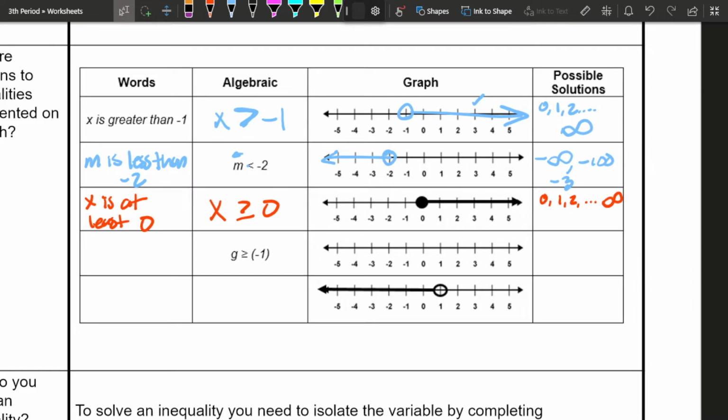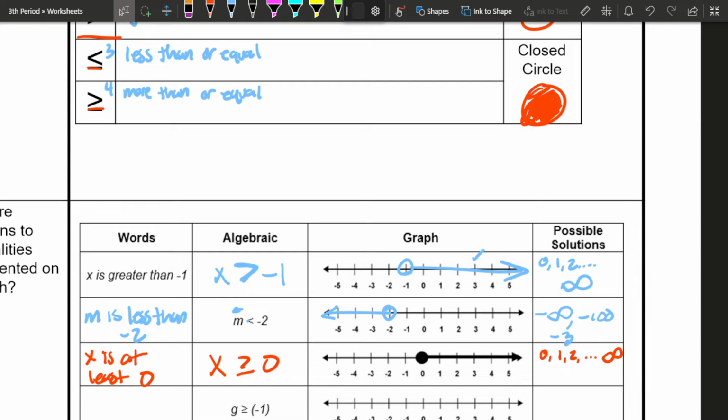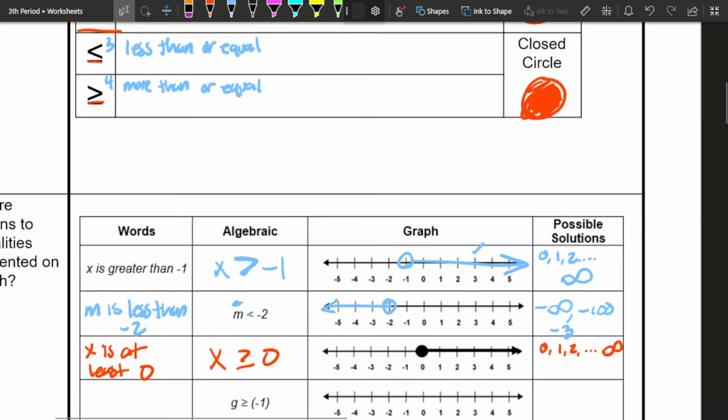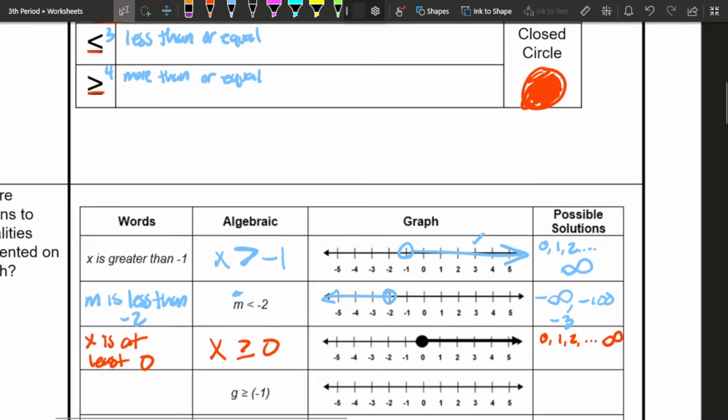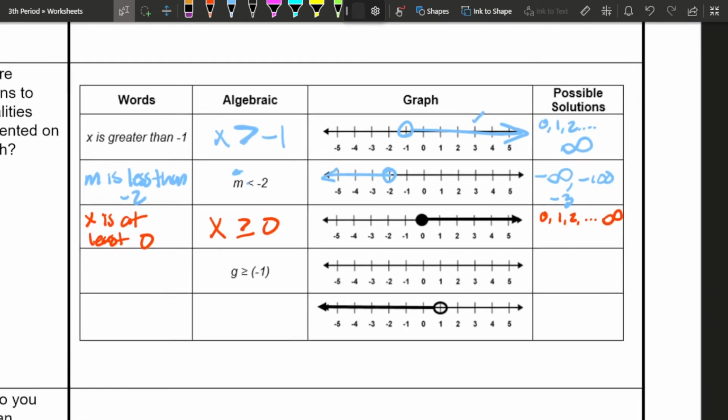All right, so next two. The G sign -1. Open or closed? Closed, so that means it's either going to be 3 or 4. What way is it pointing? To the right or to the left? Right, so it's going to be 4. So I'm going to go to -1 and make a closed dot. And everything to the right of it is good to go. So you can say -1, 0, 1, all the way to positive infinity.